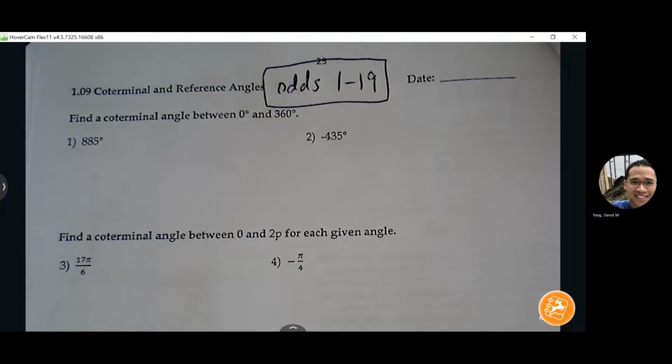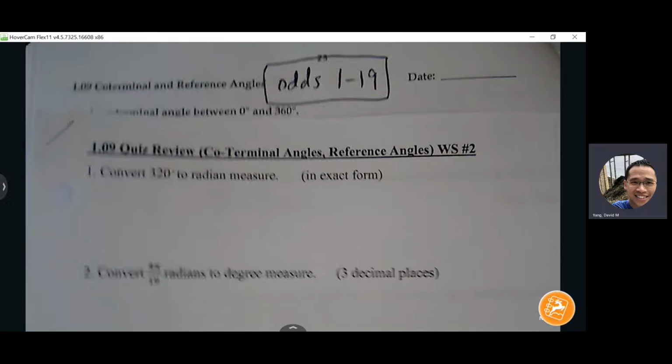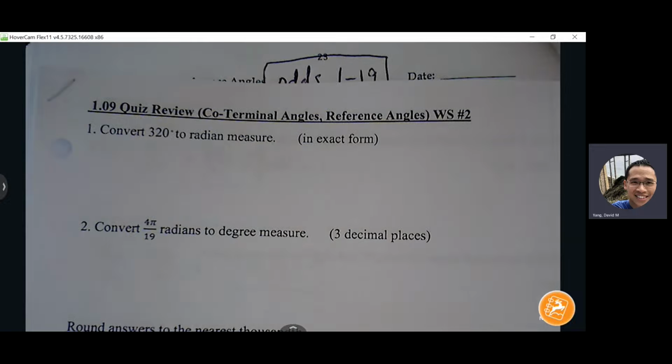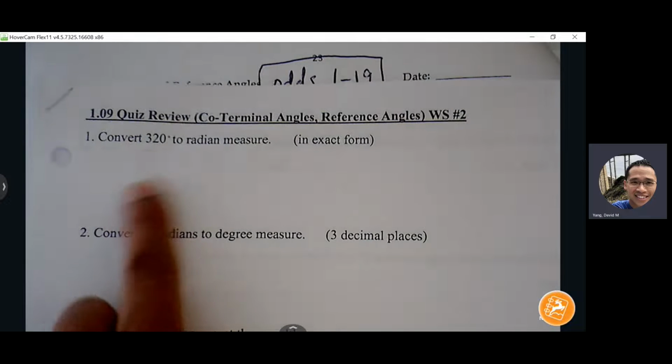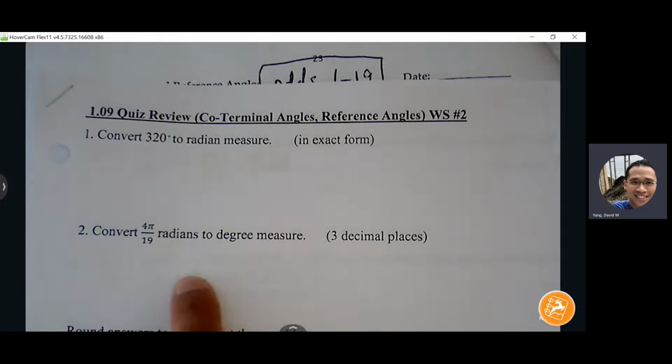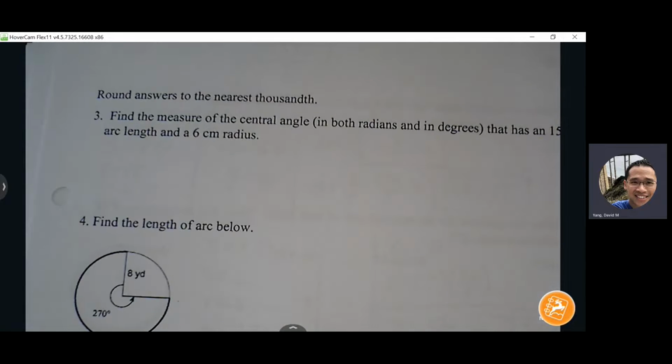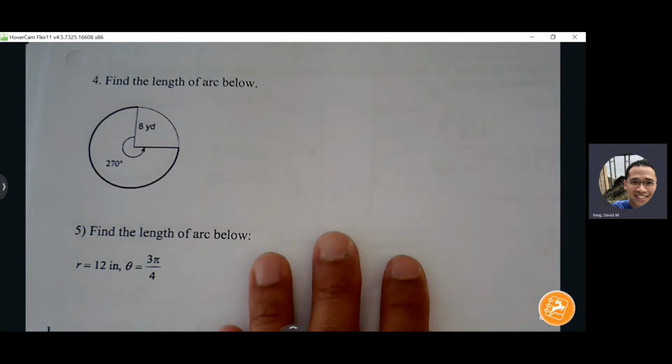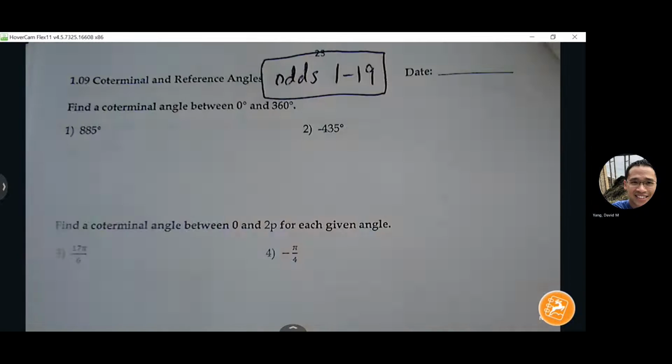But after we do that, maybe we can start on the quiz review. I like for the quiz review for you guys to either do with me in the help session or do on your own. That way you can have a worksheet where you can see if you can do everything on your own. But I just want to highlight what you can expect on the quiz tomorrow. So you'll need to be able to convert from degrees to radians, from radians to degrees, find arc length. So that's on numbers 4 and 5.